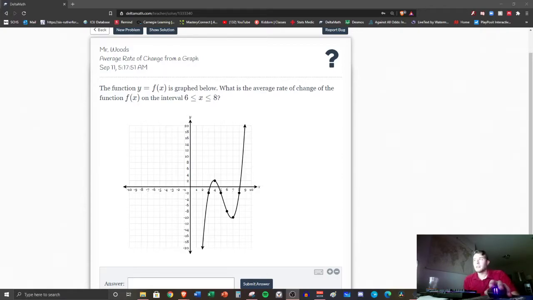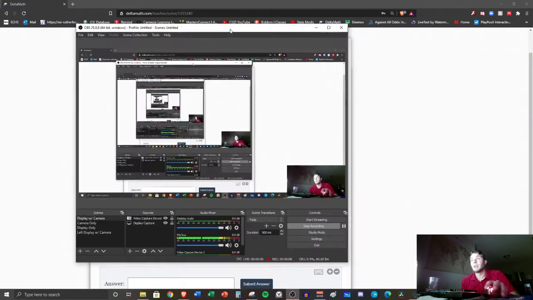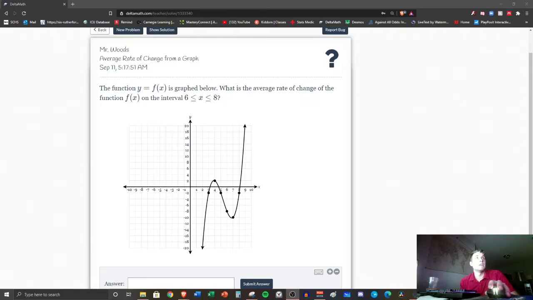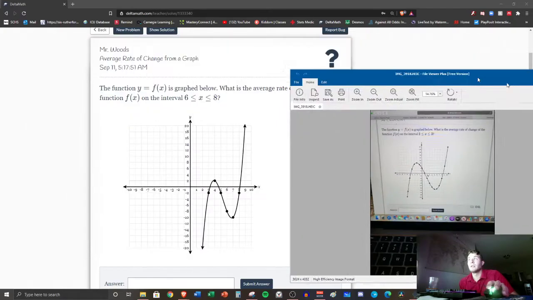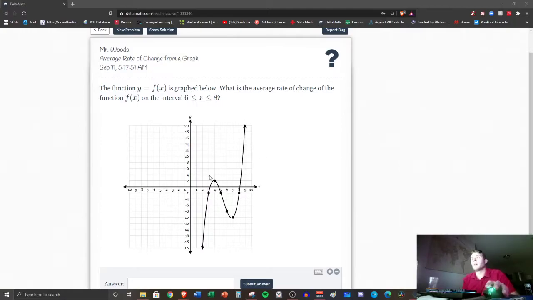All right, so let's look at this average rate of change from a graph. In this question, here was what a student sent to me. They're having trouble figuring out how to look at this graph and pick out the rate of change. What you're looking for are the x values that they give you. It wants to know the average rate of change on the interval of x from 2 to 3. So let's look at this example problem.